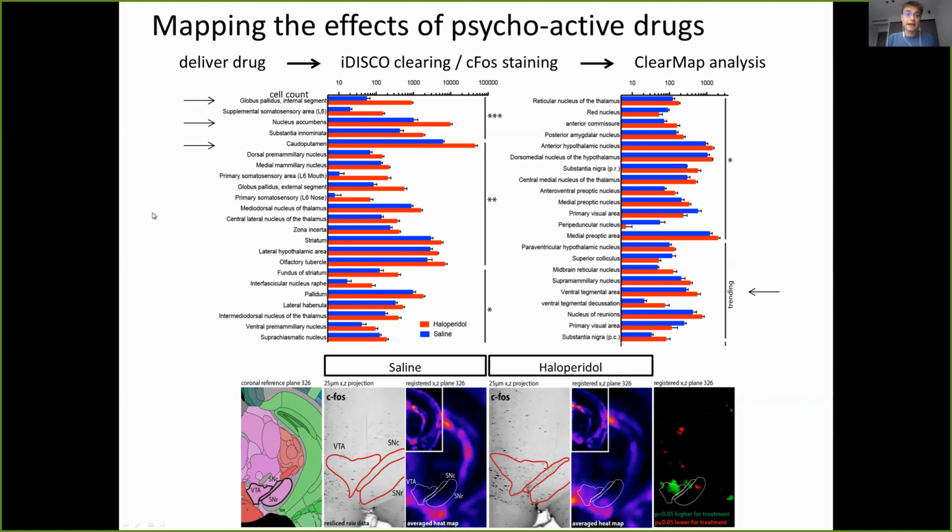But also we find other areas that are affected by this drug. For example, this primary somatosensory area that is involved in processing information from the mouth, as well as here from the nose. And it's actually known that haloperidol, if given to humans as a medication, has side effects of dry mouth. So in this case, our tool lights up some areas here that could be used to predict certain side effects.